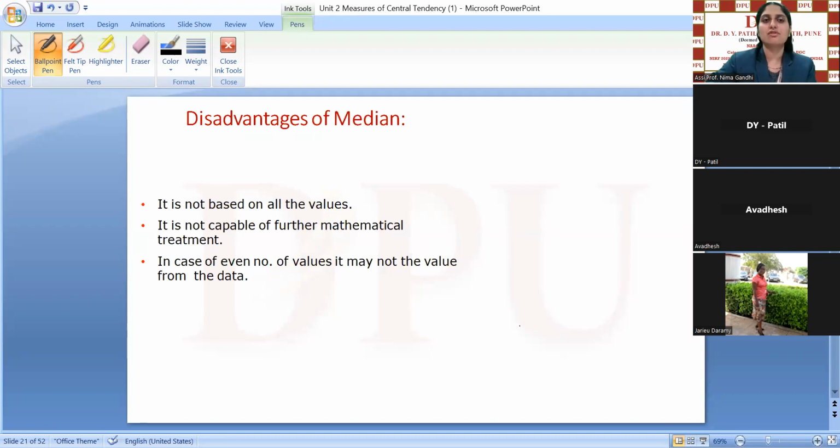First, see the disadvantages of median. It is not based on all the values. While calculating median, you are not using all the values. It is not capable of further mathematical treatment. We have the three measures of central tendency: mean, mode, and median. The arithmetic mean is the only measure of central tendency which we use for further mathematical treatment or calculations. In case of even number of values, it may not have a value from the data. If you have an even number of observations, your median may not be in your data set.